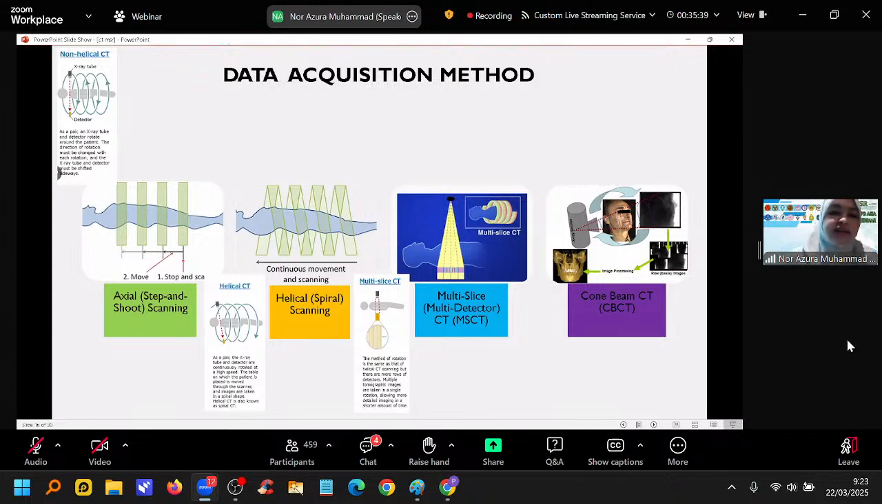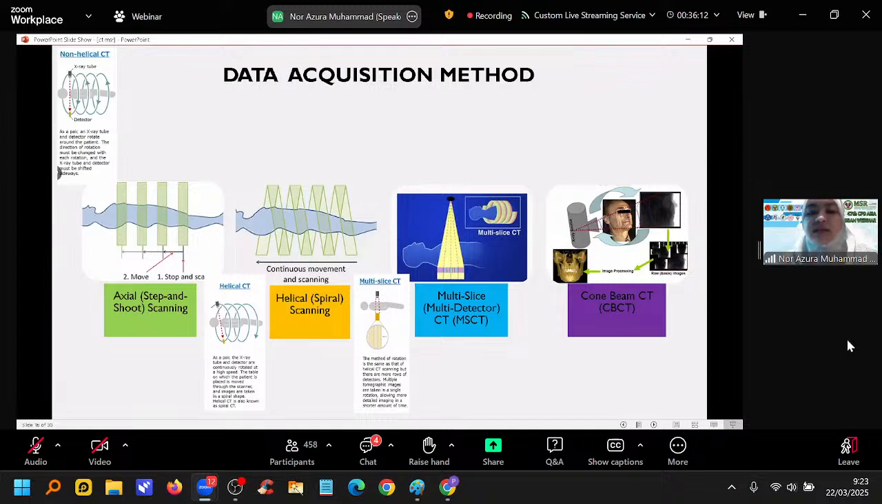Okay, and then the next method is helical or spiral scanning. Here the patient moves continuously through the scanner, and the X-ray tube spins around them. This creates a spiral path, like slicing a spiral ham, and it is of course faster than step and shoot. This method is also good for 3D images.